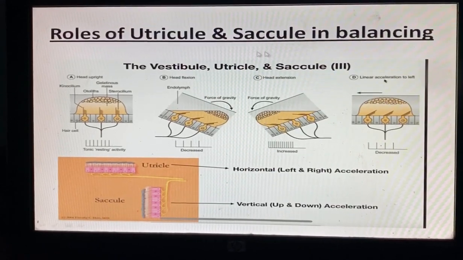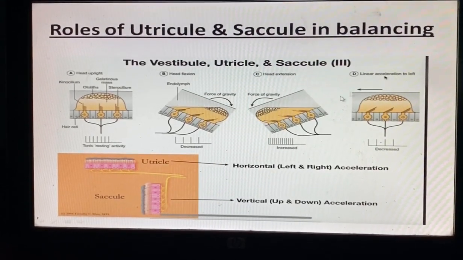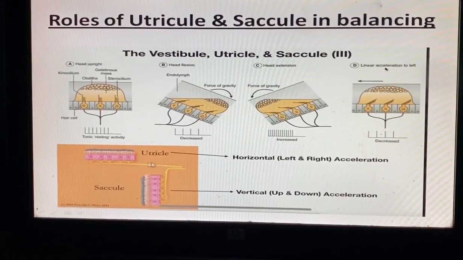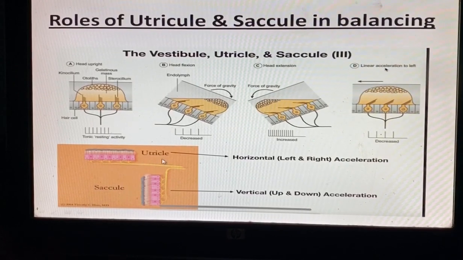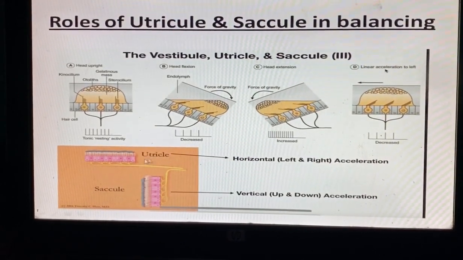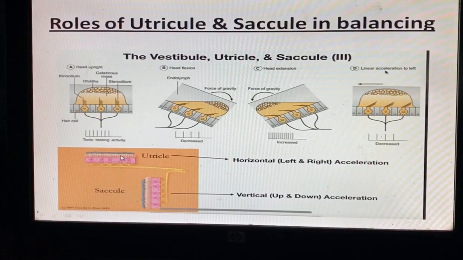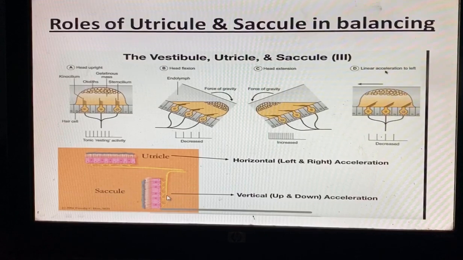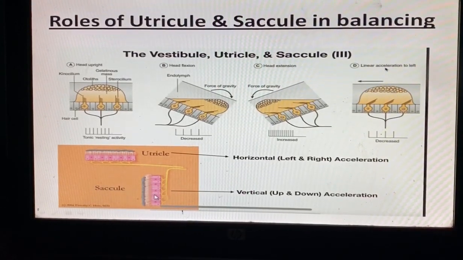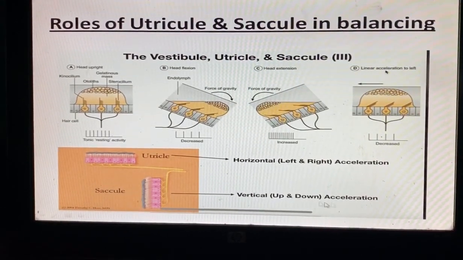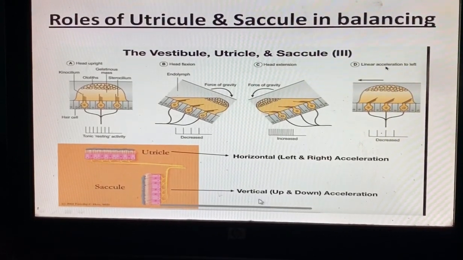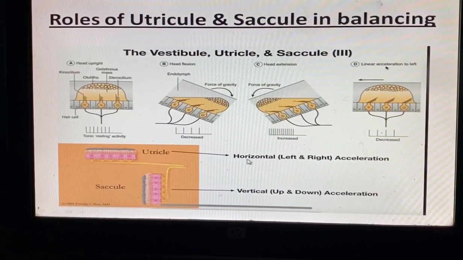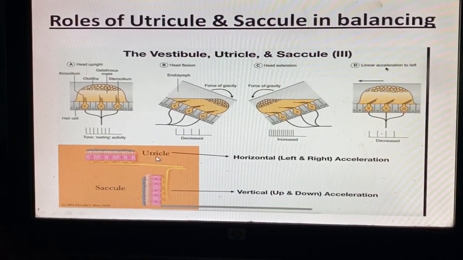Here's the detailed structure of the utricle and saccule in balancing. What is utricle and saccule? On the floor of the utricle, there are some structures which are called the otoconia, and on the wall of the saccule there are some structures which are vertically found, where up and down acceleration is done, and this is the horizontal acceleration which is done by the utricle.